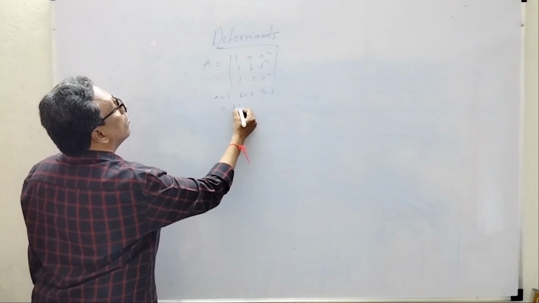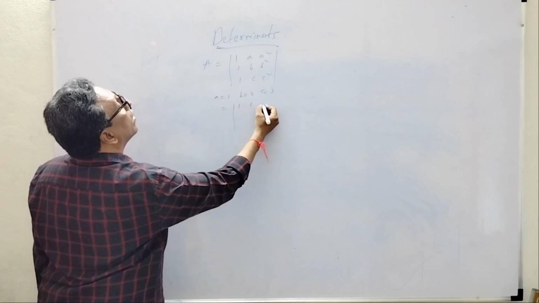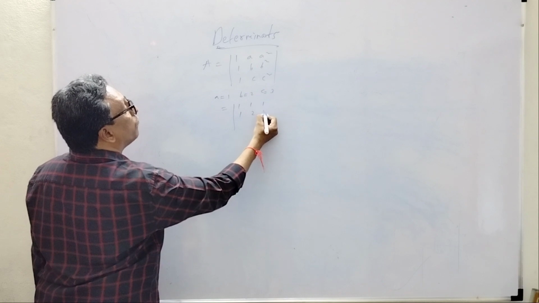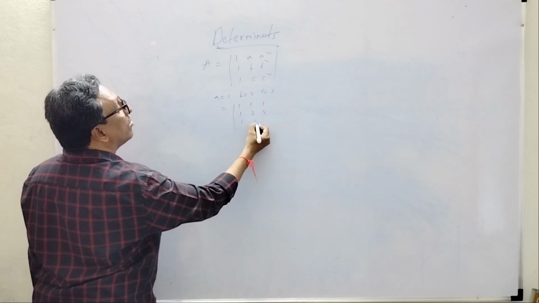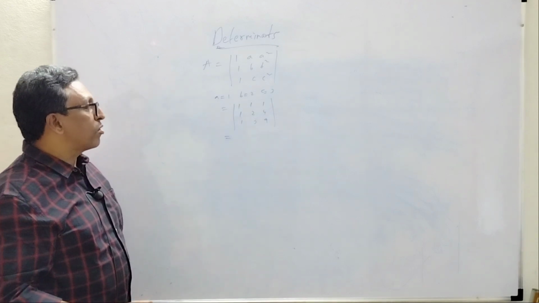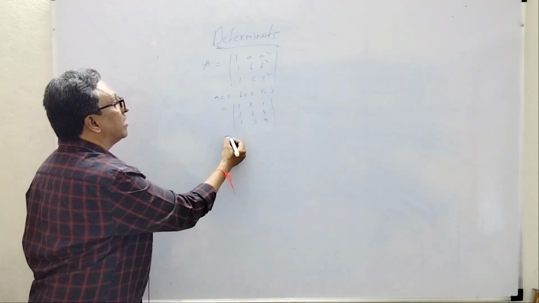So the determinant of, in the place of a, I will substitute 1: 1, 1 square is 1; 1, b is 2, 2 square is 4; 1, c is 3, 3 square is 9. So you have to expand along a row or column. Whatever it may be, the result is the same.